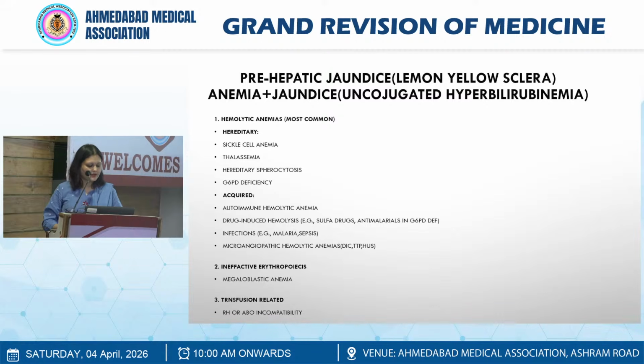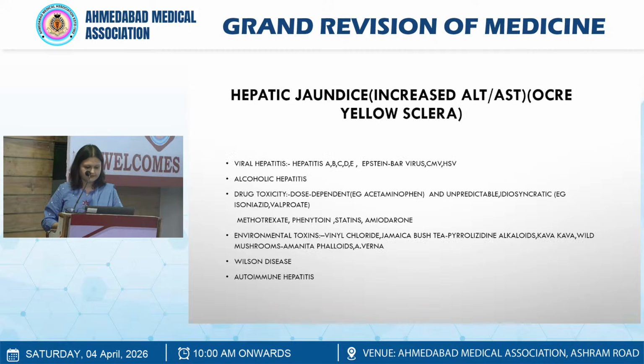Okay. Second is ineffective erythropoiesis, that is present in megaloblastic anemia when the patient has B12 or folic acid deficiency. Third is transfusion related, when the patient is transfused with mismatched blood. So we check the compatibility for Rh and ABO blood group.